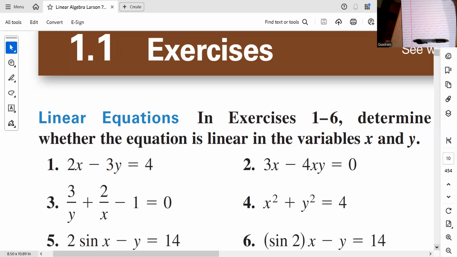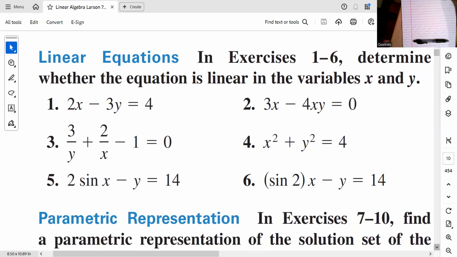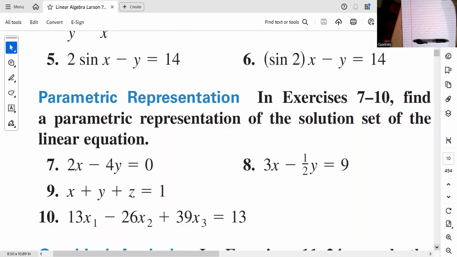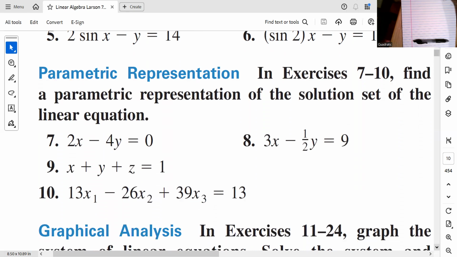Now let's see what other torture we have here. Parametric, okay. And I mentioned that parametric is extraordinarily important. So let's look at the even problems, problem number 8 and problem number 9. I'm going to write these down first of all. 3x minus 1 half y equals 9. Okay, this is number 8.